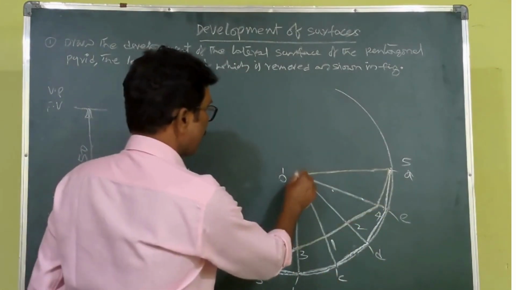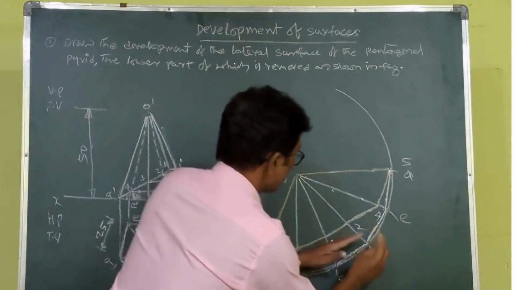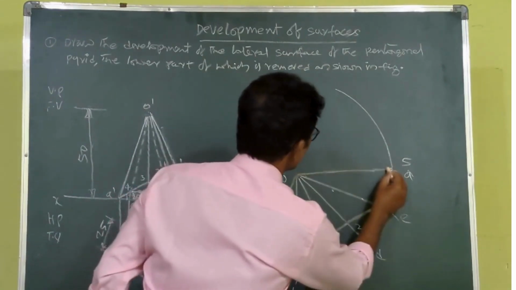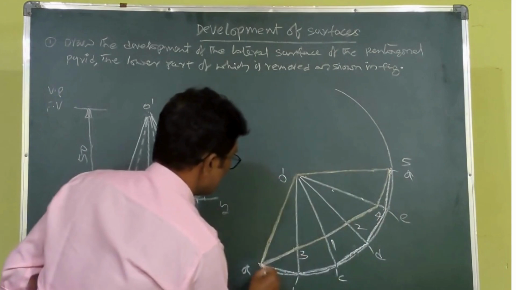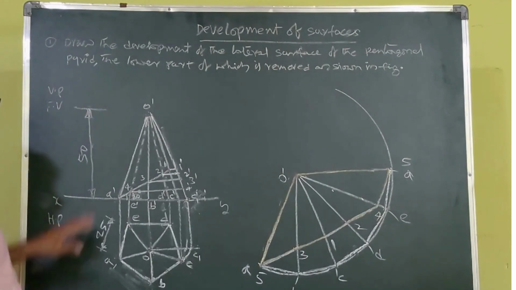We want the higher side portion of the cutting plane. So now in this problem, this portion is removed. We only have to show this portion highlighted. Like this, we can develop the surface of this given problem.